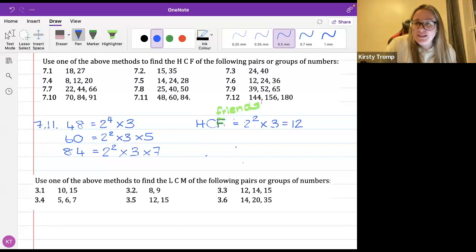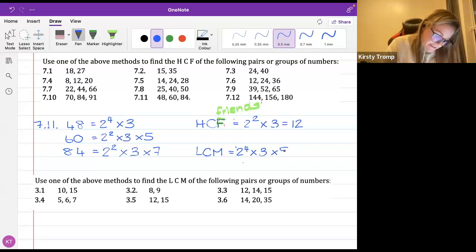Let's go with Fatima. Fatima, are you going to help me find the lowest common multiple? Yes, ma'am. How do we get it? It's 2 to the power of 4, times 8 times 5 times 7. So times 3 times 5 times 7, hey?